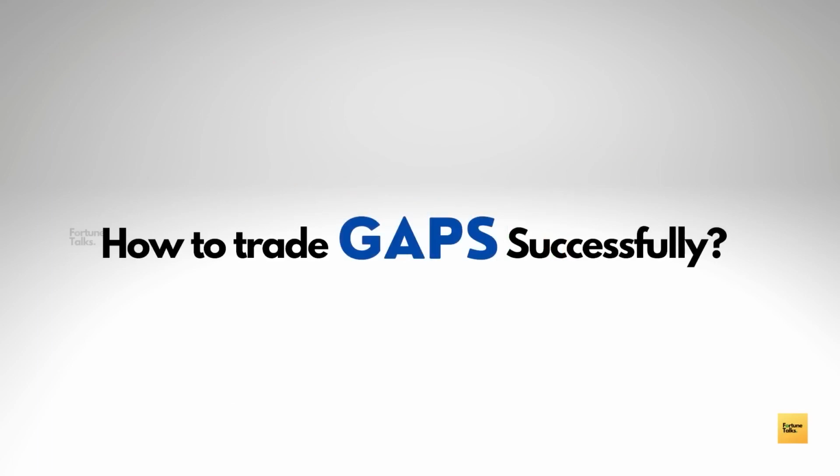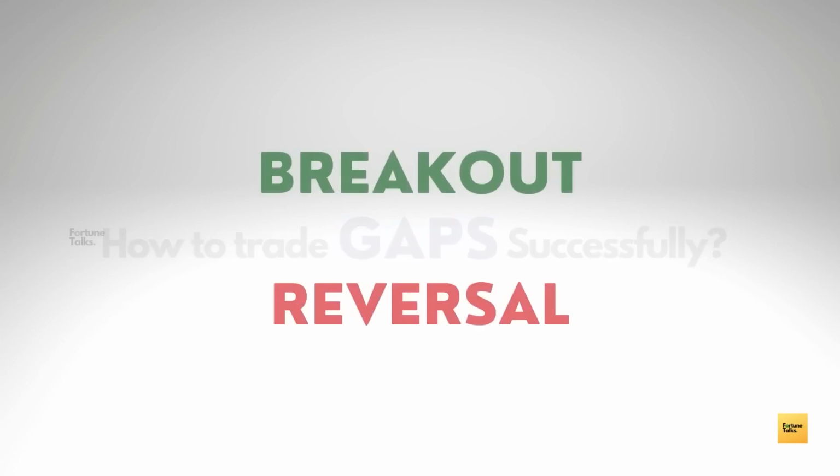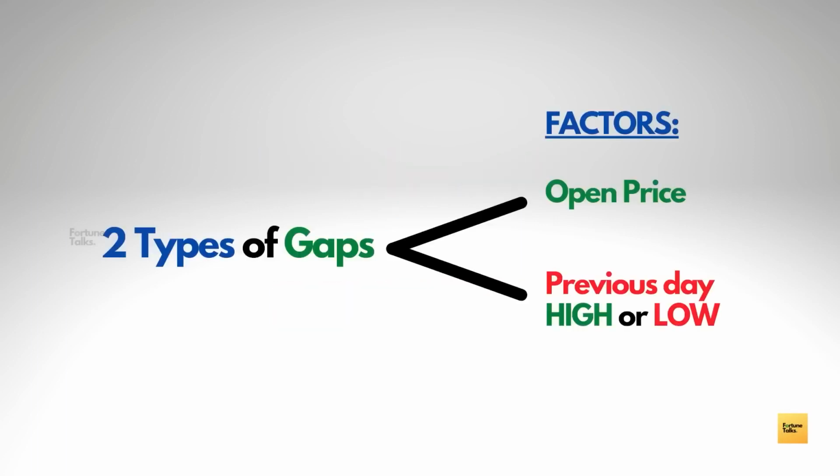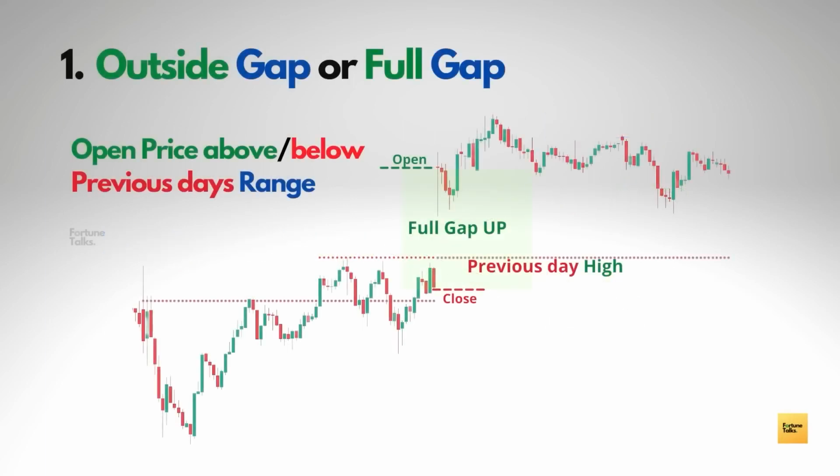Well then, let us figure out how to trade the gaps successfully. There are several ways to leverage gaps in the market to your advantage. In this episode, however, we will talk about the idea of breakouts and reversals with respect to market gaps. These strategies are based on two types of gaps, with the open price depending upon the highs and lows of the previous trading session's range. So it can be an outside gap or a full gap.